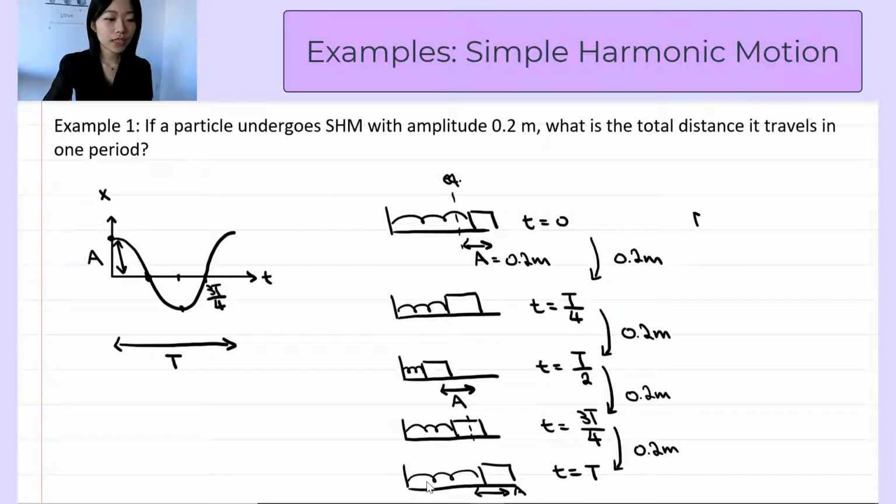So total distance would be 4 times 0.2. That is 0.8 meters.